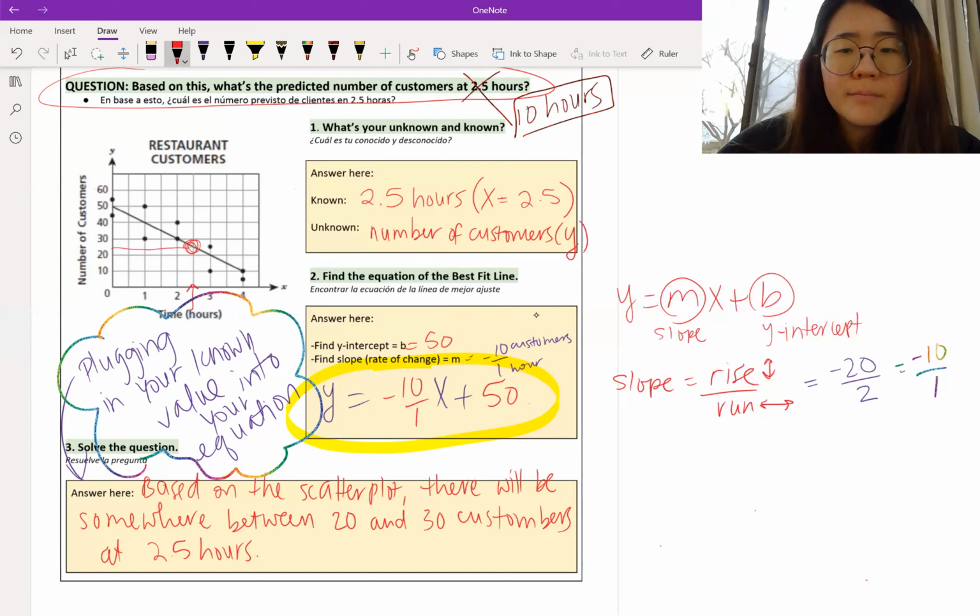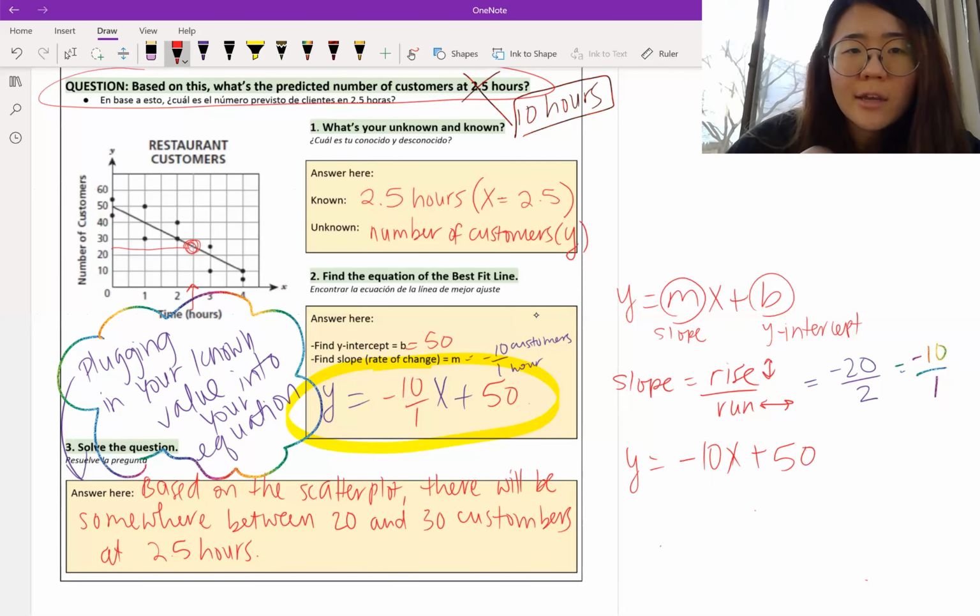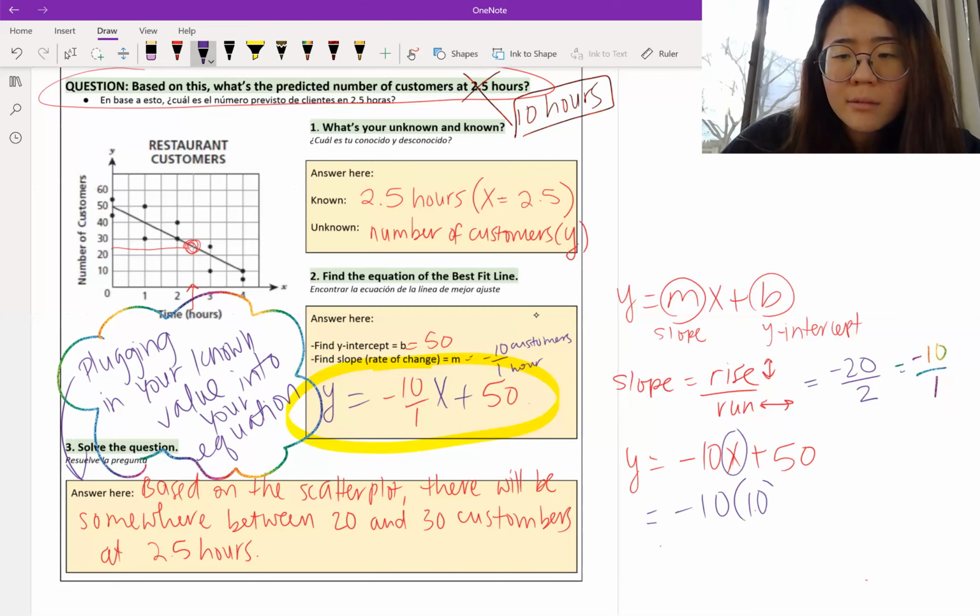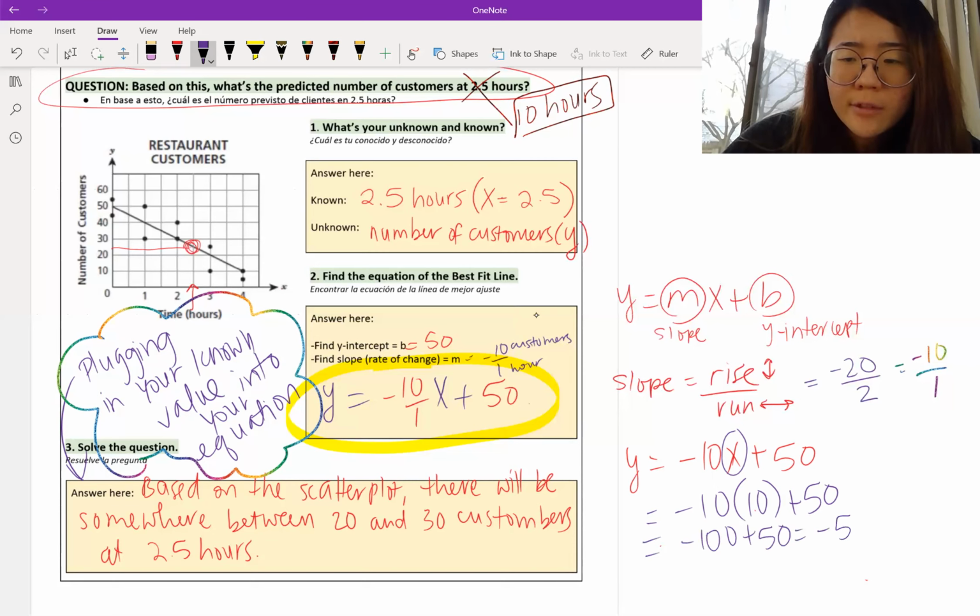Use the equation, y equals negative 10x plus 50. Our x is now 10. So I'm going to replace x with 10. Negative 10 times 10 plus 50. So that's going to be negative 100 plus 50 equals negative 50.